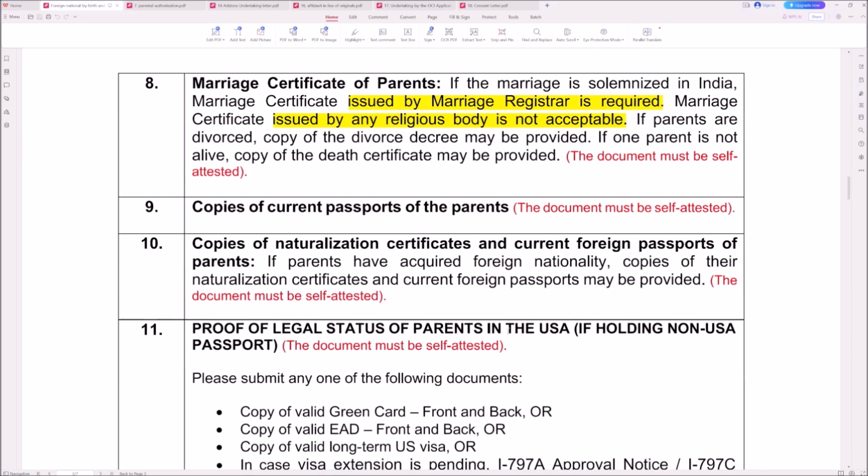Now you need to provide the copy of naturalization certificate and current passport, foreign passports of parents if they have any other nationality apart from US or India. Then you need to provide the current foreign passport, and also if they have attained US citizenship through naturalization, then you need to provide the naturalization certificate. So this is an additional document. If it is applicable in your case, then you provide, otherwise you do not provide this.